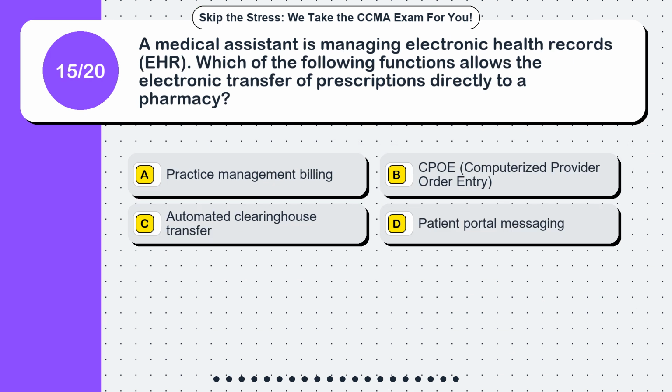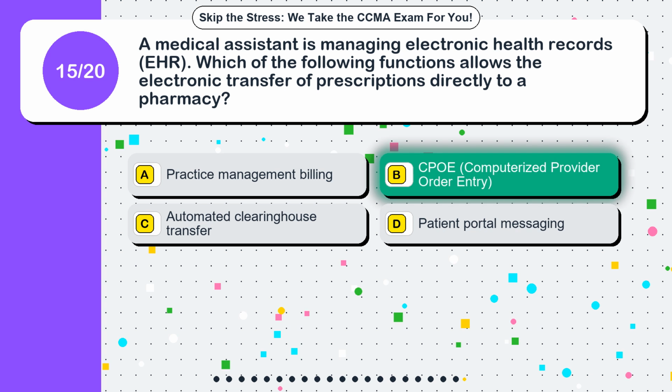Question 15. A medical assistant is managing electronic health records, EHR. Which of the following functions allows the electronic transfer of prescriptions directly to a pharmacy? Option A, practice management billing. Option B, CPOE, computerized provider order entry. Option C, automated clearinghouse transfer. Option D, patient portal messaging.